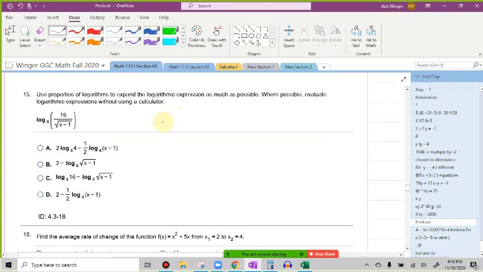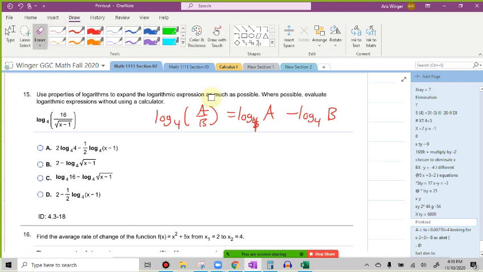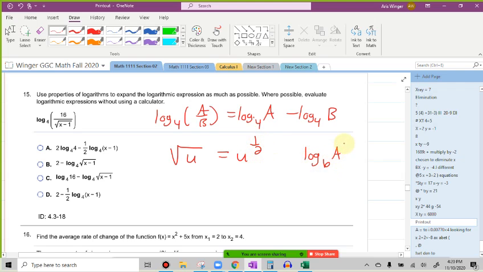Using log rules, we know that log base 4 of A over B is log base 4 of A minus log base 4 of B. And we also know that the square root power, of course, is the 1/2 power. And we all know that with log base B, all powers can come out in front. So this is testing all of those rules at once.